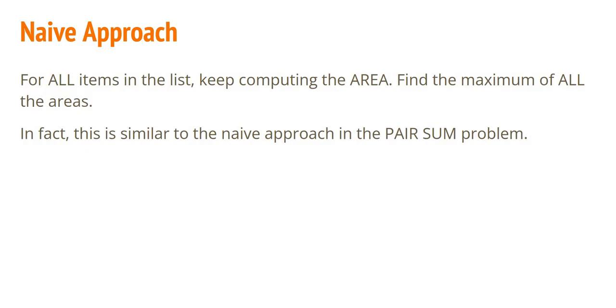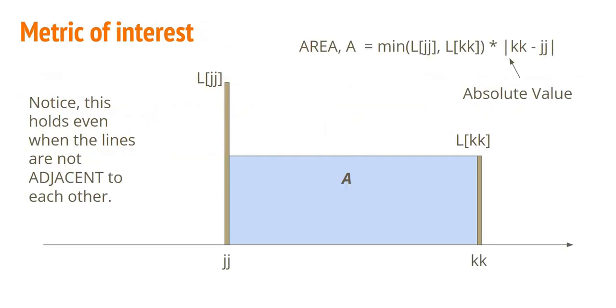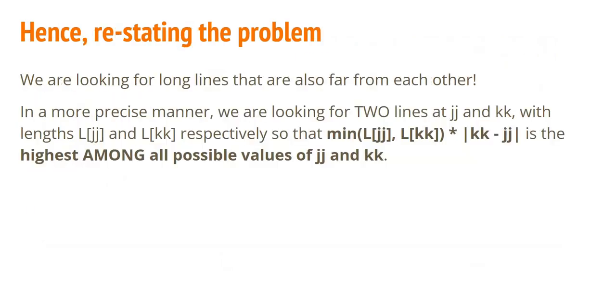Now, see the similarity between this and the pair sum problem. In the pair sum problem, the naive approach was to look at all the pairs and look at their sum. Here we can say, okay, instead of looking at the sum, we look at their area, which remember is given by the minimum of L[j], L[k] times k minus j, the absolute value. So if k is bigger than j, we don't need the absolute value here because this is already positive. So the problems, basically, are very similar, just that the metric of interest is changing.